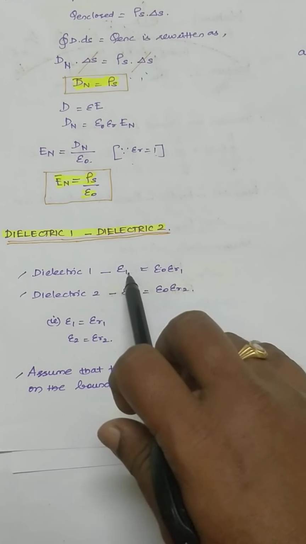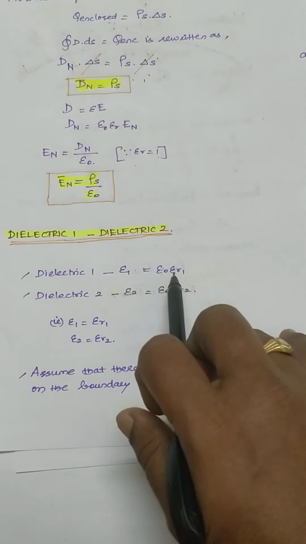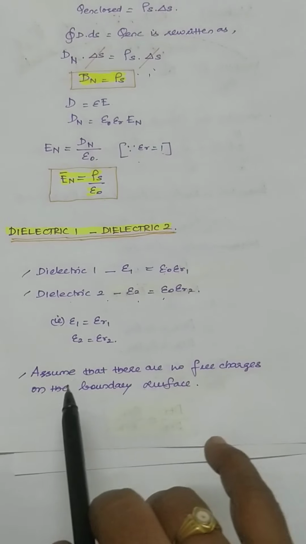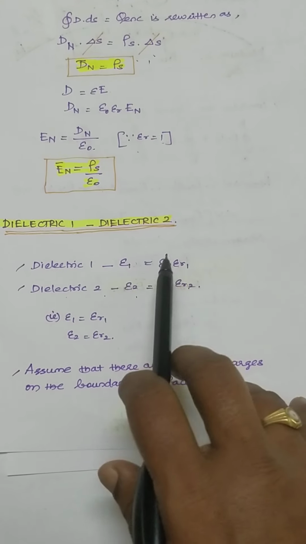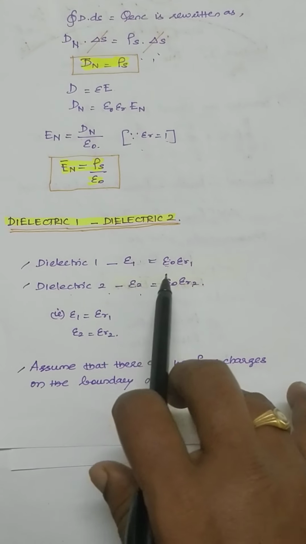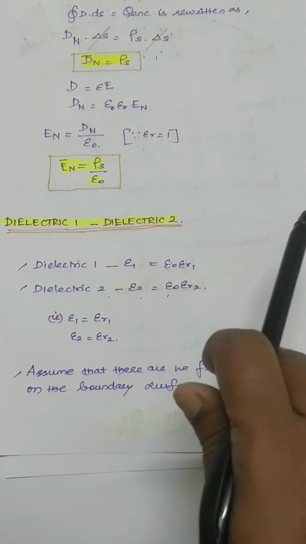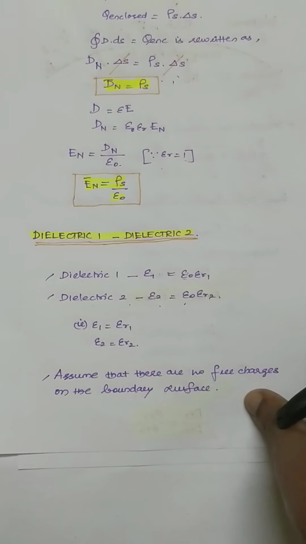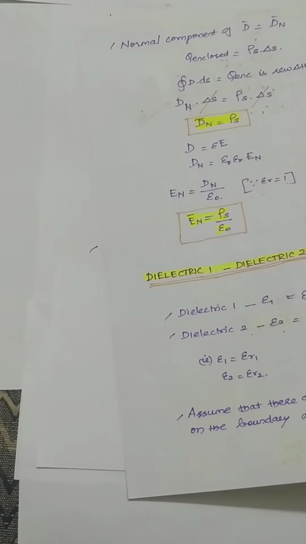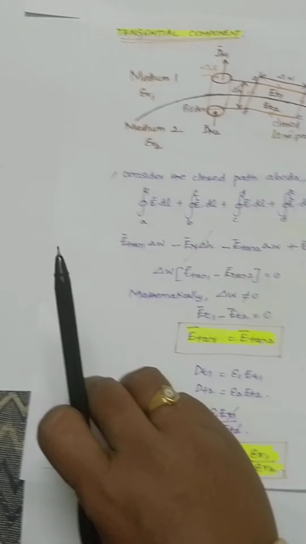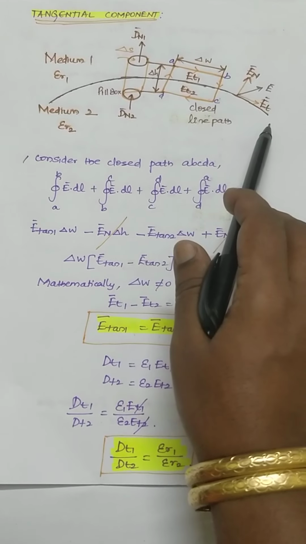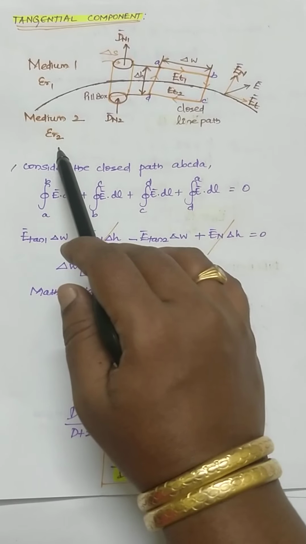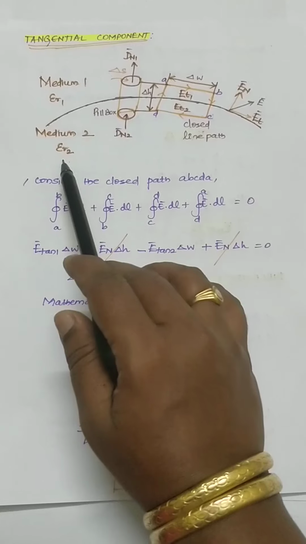Let me define dielectric 1 with epsilon 1 equal to epsilon naught epsilon r1, and dielectric 2 with epsilon 2 equal to epsilon naught epsilon r2, which means epsilon 1 is defined in terms of epsilon r1, and epsilon 2 in terms of epsilon r2. Now one more assumption we are making: there are no free charges on the boundary surface between dielectric 1 and dielectric 2. This is a main assumption. Same diagram we have drawn, with a simple difference that there is no conducting medium. This is dielectric medium 1, dielectric medium 2, epsilon r1, epsilon r2.